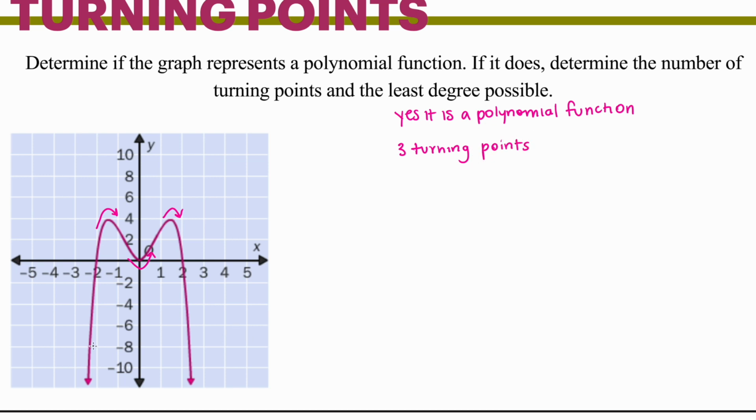Which means it has to be at least one more than that, which means it has to be at least an x to the 4th. And this could be an x to the 4th because this is an even function, which means it can't be an x to the 5th. It can only be x to the 4th, x to the 6th, and x to the 8th. Again, because it's an even function. Both the left-hand side and the right-hand side are heading in the same direction.